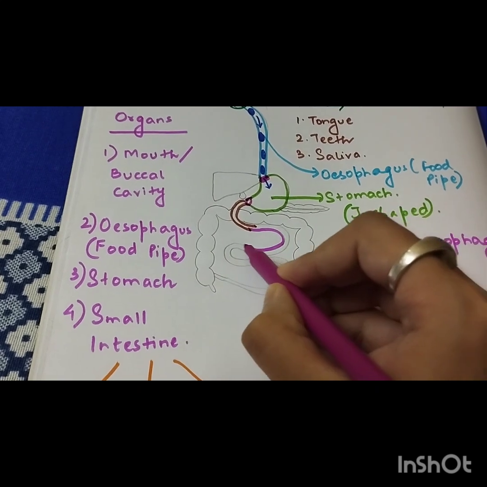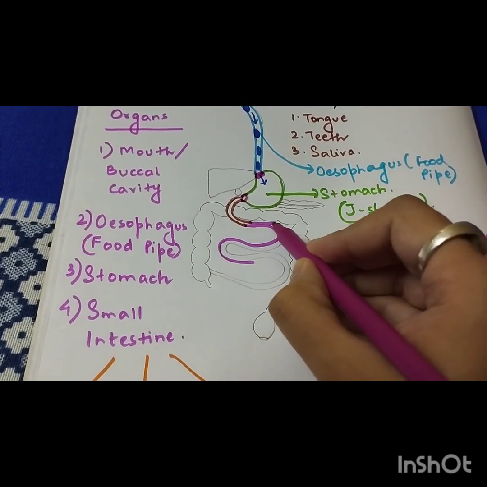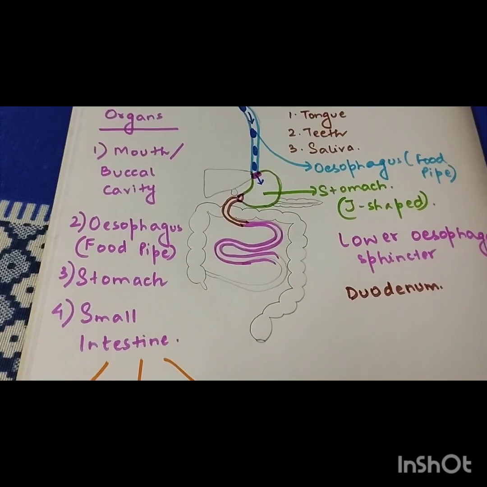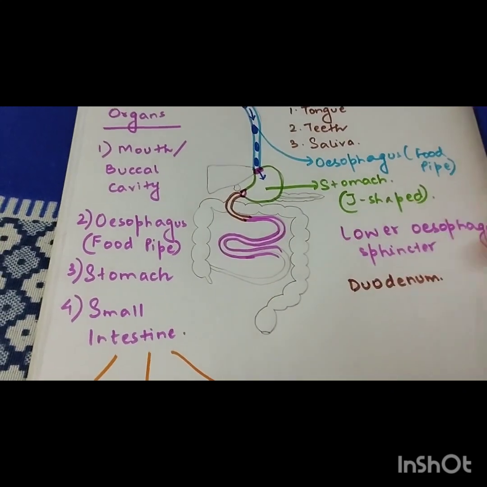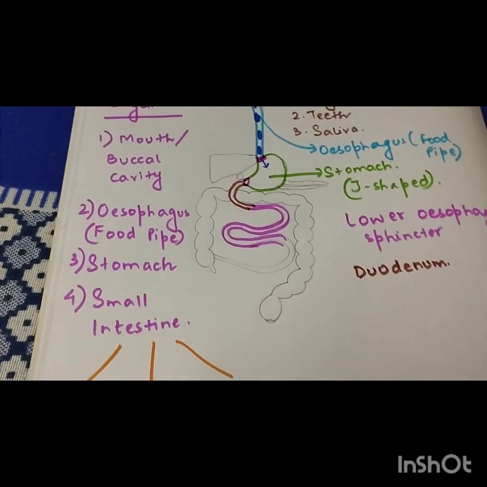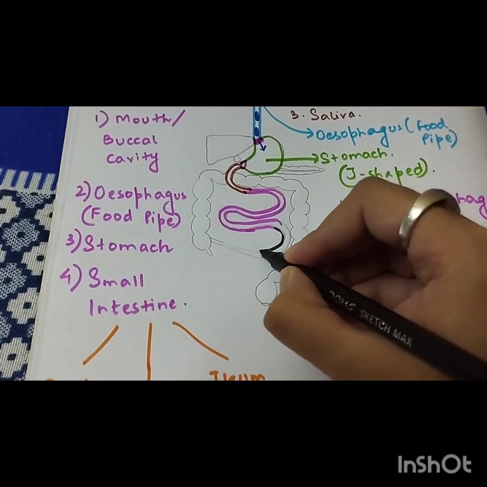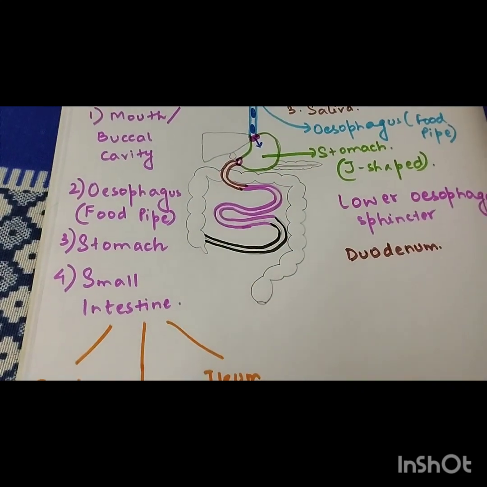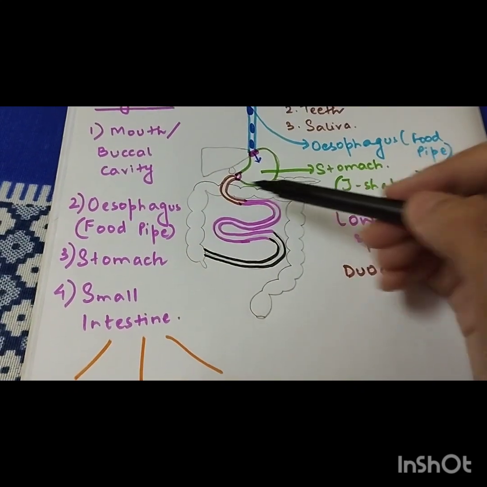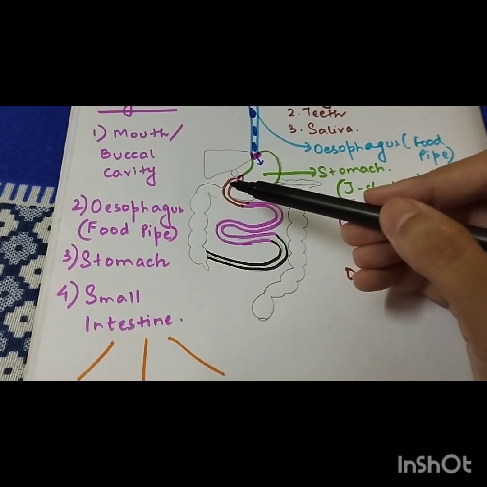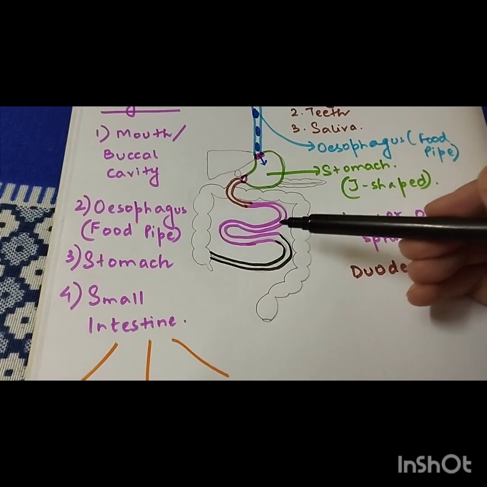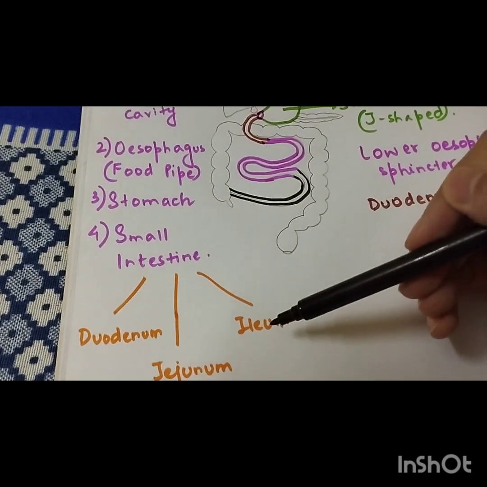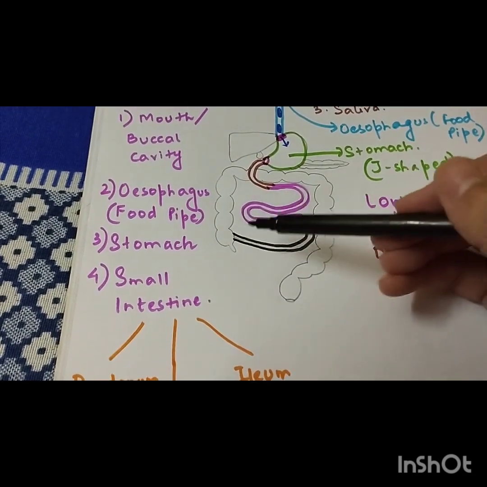Now, the middle part is known as the jejunum, which is the pink one. And the third part is known as the ileum. So we are seeing the first part, second part and third part. The first part is called the duodenum, the second part is called the jejunum, and the last part is called the ileum. So there are three parts of the small intestine.